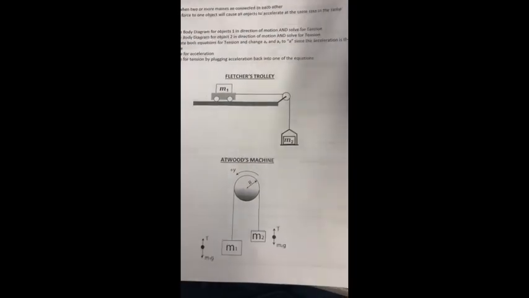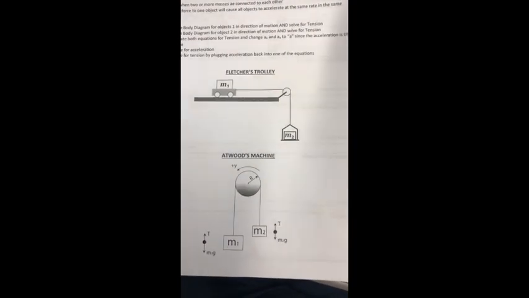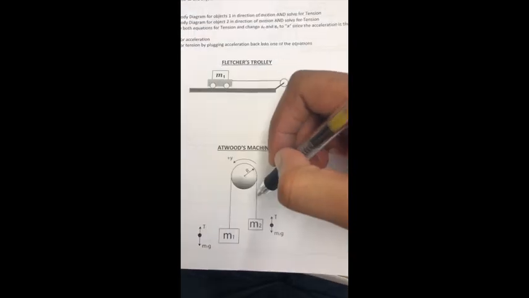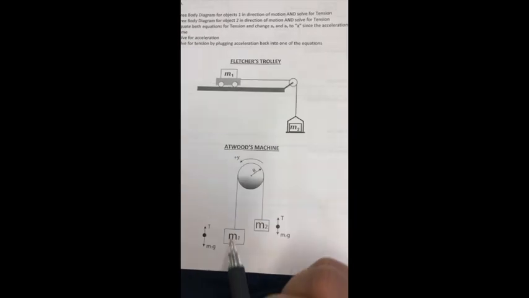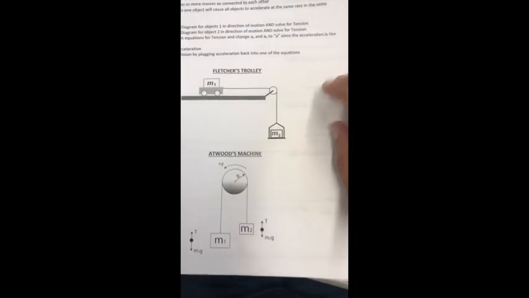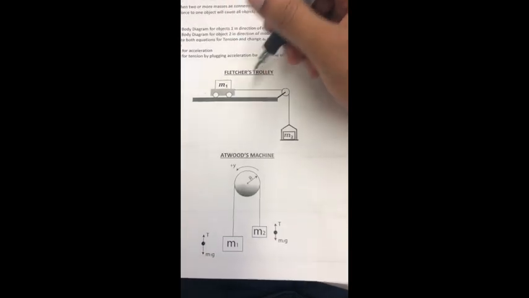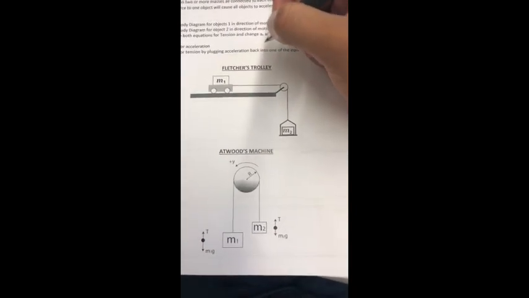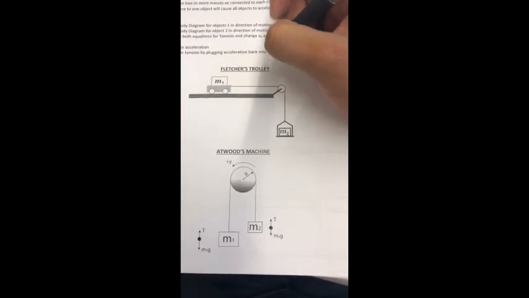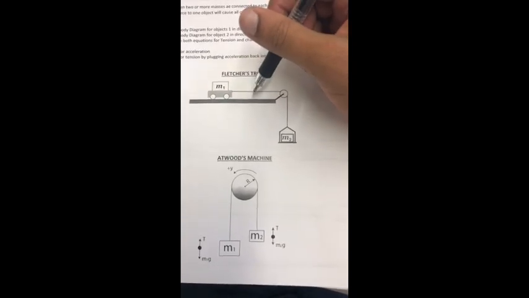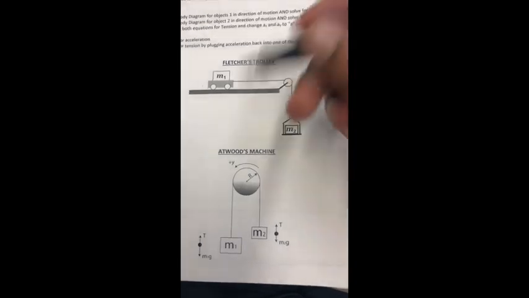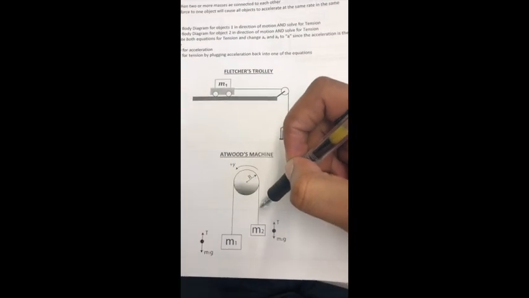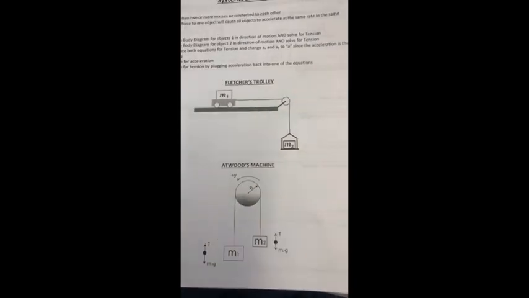So you should know that both of these objects have the same acceleration. Likewise down here, however much this accelerates this way, this is going to accelerate that way. So we have the same acceleration of all objects. One thing you should also know is that the tension here is equal to the tension here because it's the same string.